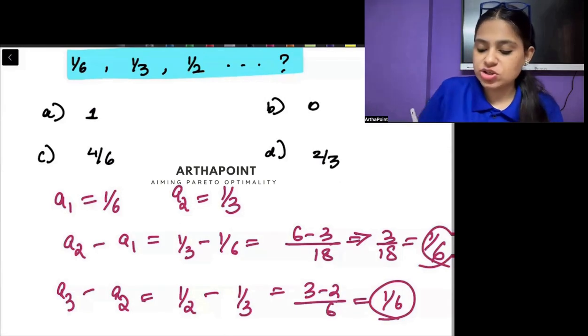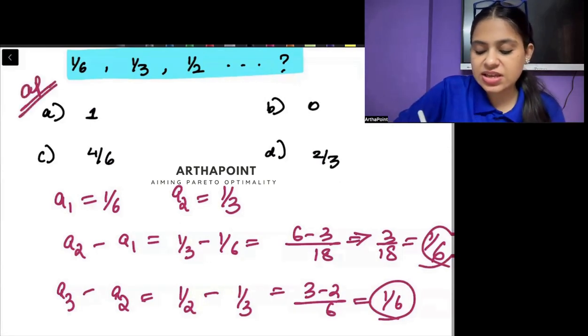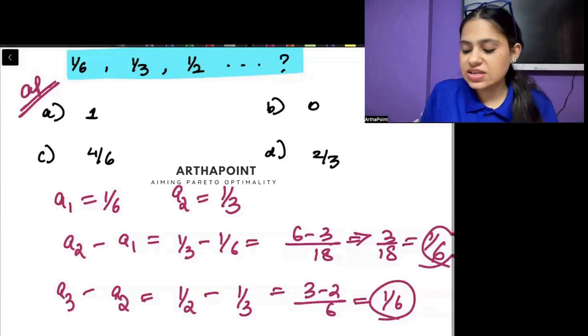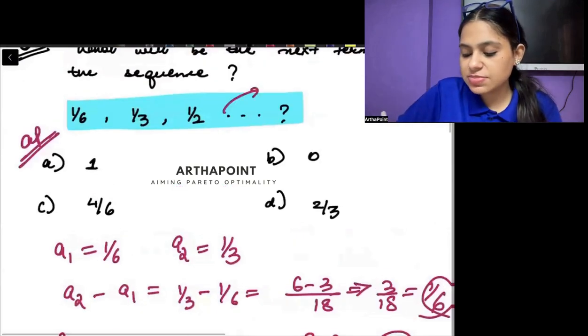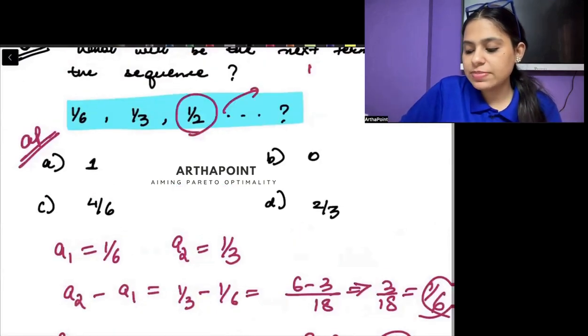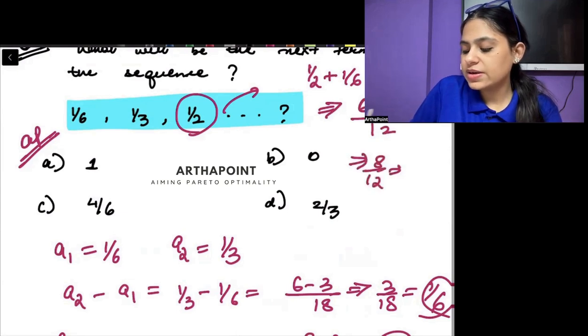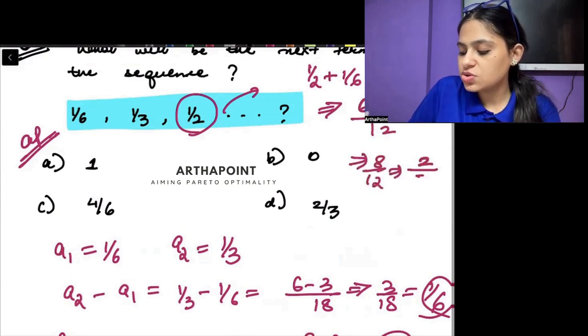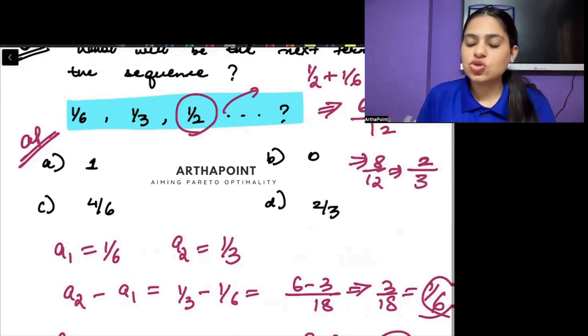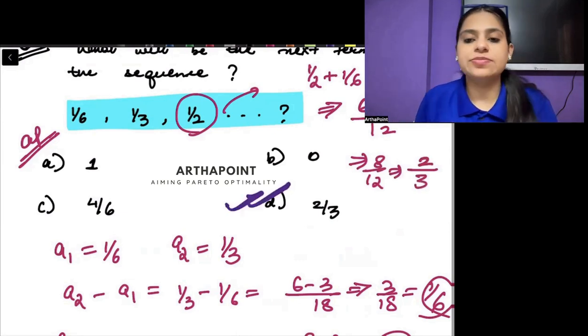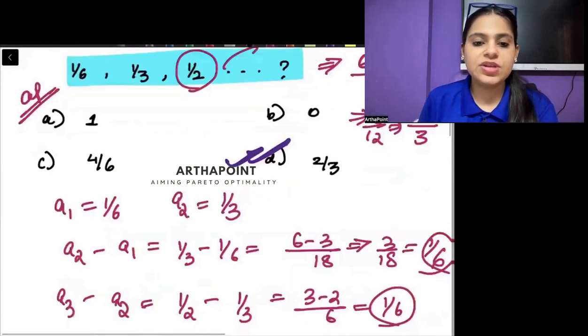Because there is a common difference, it means that this series is an AP. If this series is an AP, then its next term will be the last term plus 1/6. So it is going to be 6 plus 2 over 12, 8/12. That means it is going to be 2/3. So the right answer to this question will be D, which is 2/3.